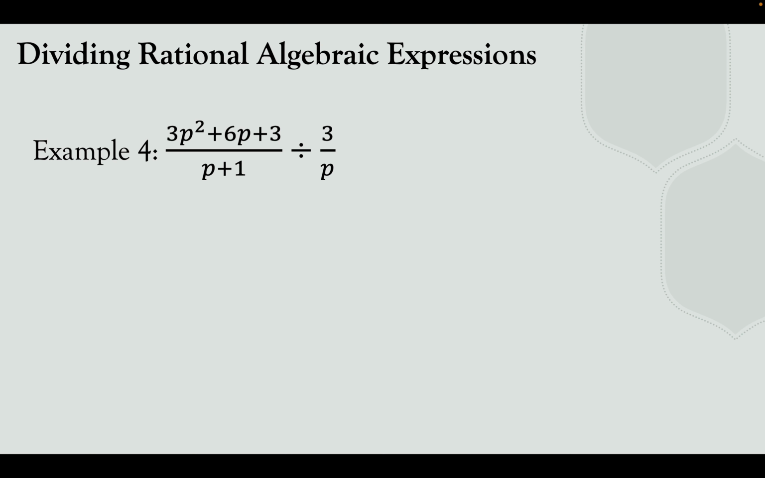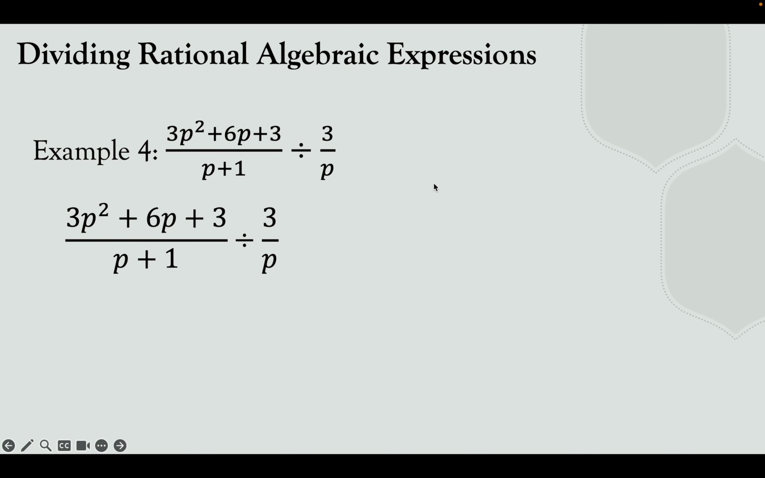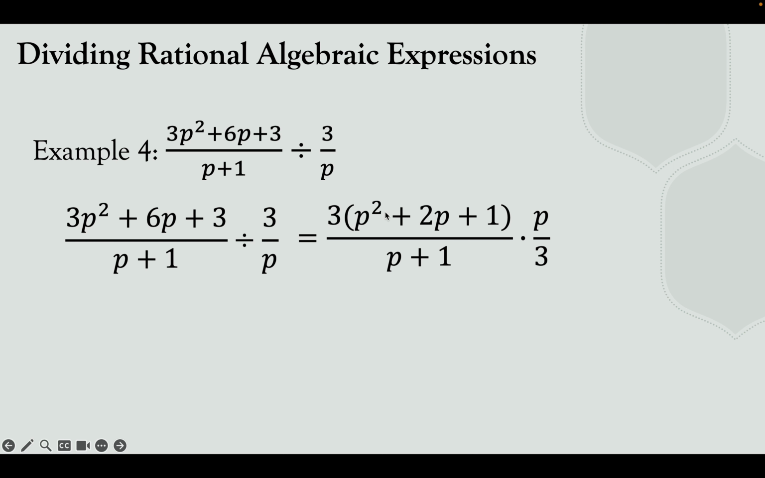For example number 4, we have (3p² + 6p + 3)/(p + 1) divided by 3/p. So our dividend here is (3p² + 6p + 3)/(p + 1), and our divisor is 3/p. Next, we factor out 3 since we can simplify this one. Factoring the GCF for these terms is 3. So we have now 3 times (p² + 2p + 1)/(p + 1). Change the operation from division to multiplication, and the reciprocal of your divisor, which is p/3.